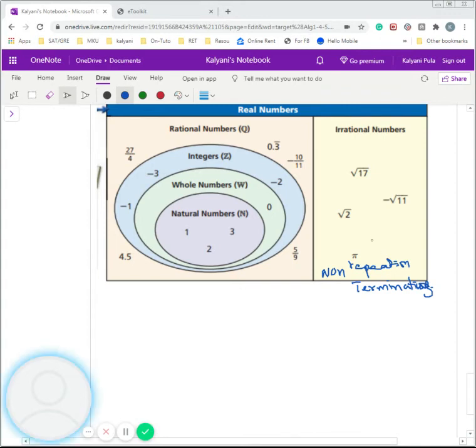So those are the numbers. Pi is the irrational number. So irrational numbers. Now let's look at some questions up here, that way you can get a good idea. So 18. What do you guys think? Which one is it going to belong to?